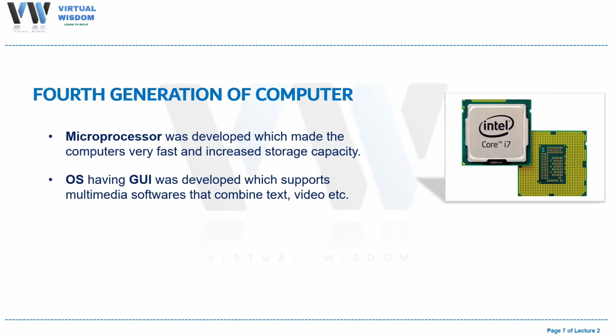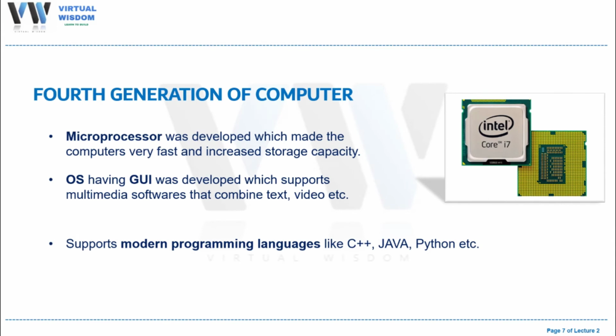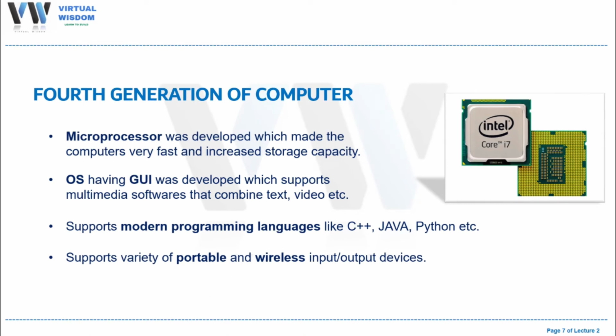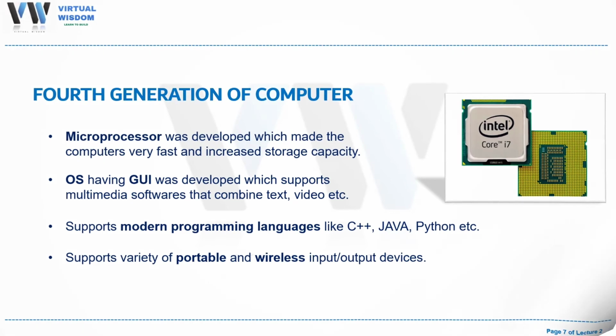Operating systems having graphical user interface, GUI, were developed in this generation. They also have the capability to run multimedia softwares that combine text, image, sound, and video. They support modern programming languages such as C++, Java, Python, etc. They support a large variety of portable and wireless input and output devices. These computers started from 1971 and are still used.